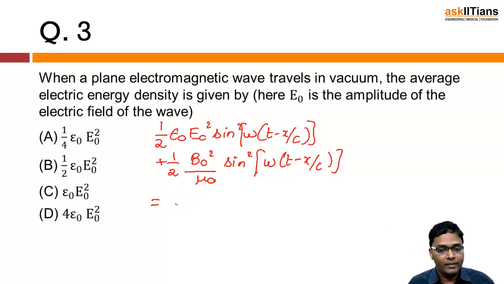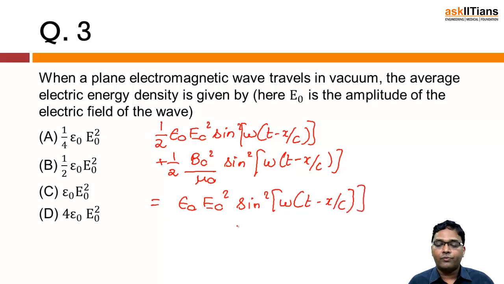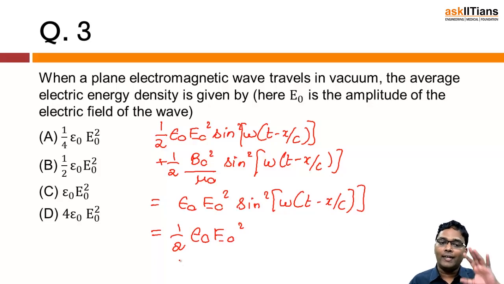Now once you use the relation E naught equals c B naught, this results in a very simple looking expression with sine square (omega t minus x by c). If you take the average value, once you remove the sine square, it is going to come out as half epsilon naught E naught square. So this is the total value for the electric and magnetic field together.